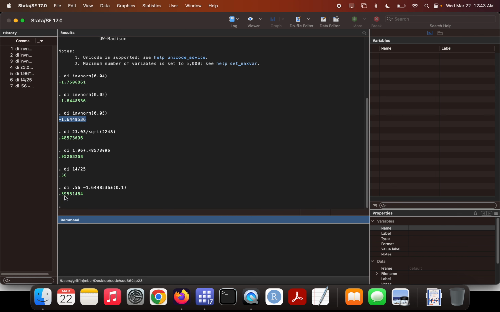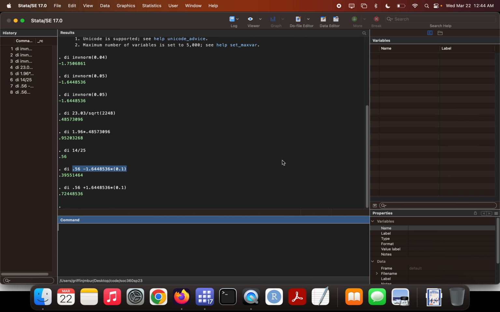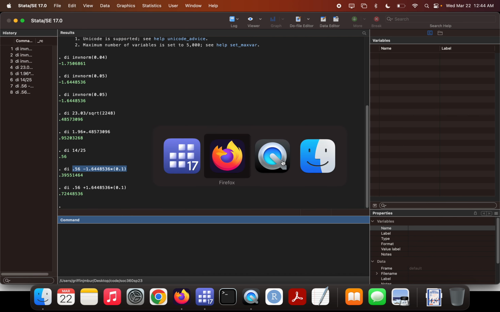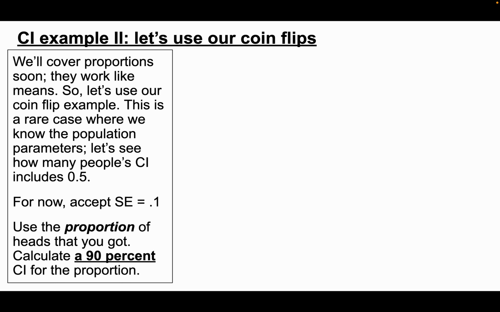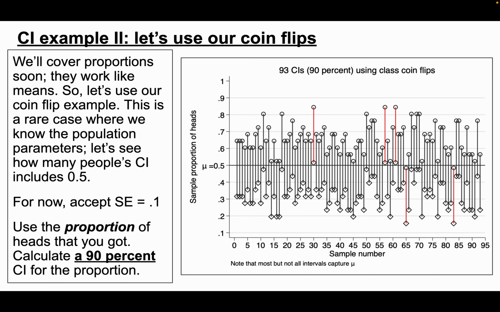So this gives the lower bound, which is 0.395. Let's round it to 0.4. So that's our lower bound for the estimate of the true population proportion of heads flipping a fair coin. And then we'll just do the same thing, but we'll add it, like this. And we see that the upper bound estimate is 0.72. So that actually does include the true population proportion that we happen to know to be true in this case because it's just a physical fact.